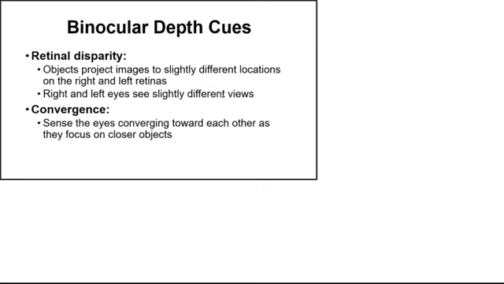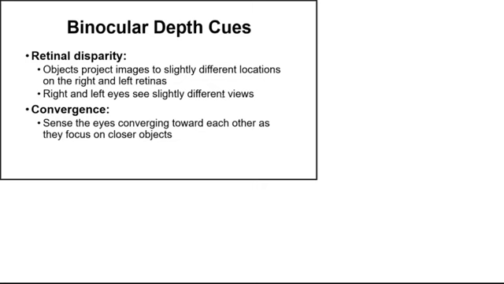So objects are going to project slightly different images on our eyes depending on which eye is looking at the item. Easiest way to envision this is if you put your finger in front of your eyes and you close one eye or the other. And you'll find that it kind of looks like your finger moves back and forth just a little bit. And the reason for that is your left eye is seeing it a little bit to the right, and your right eye is seeing it a little bit to the left, and so it's looking just a bit different.